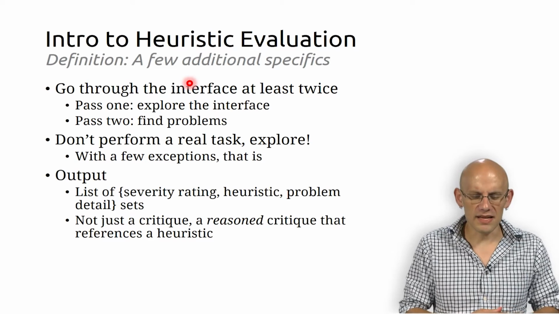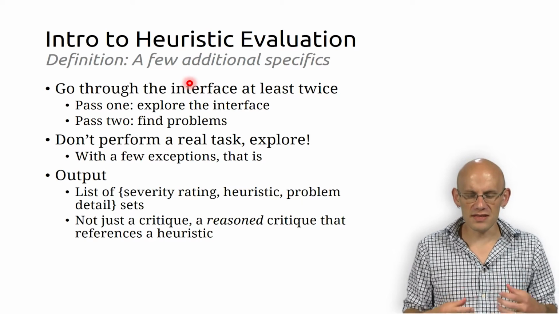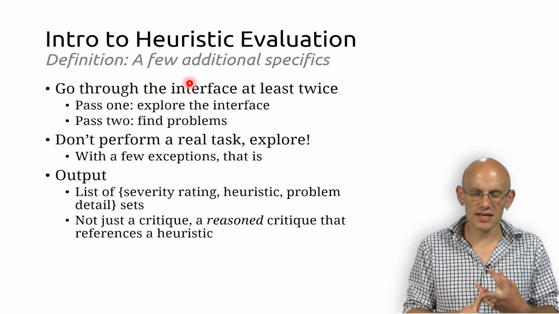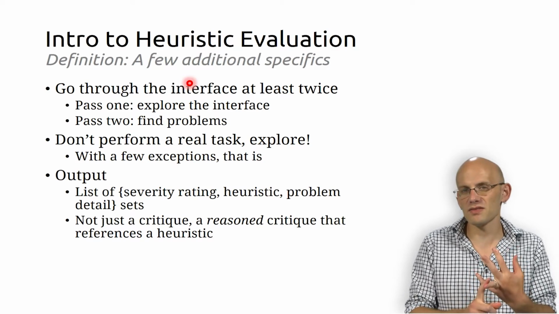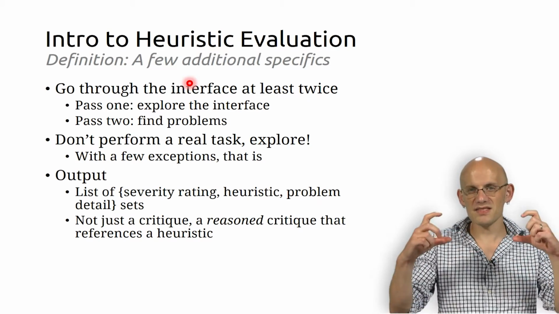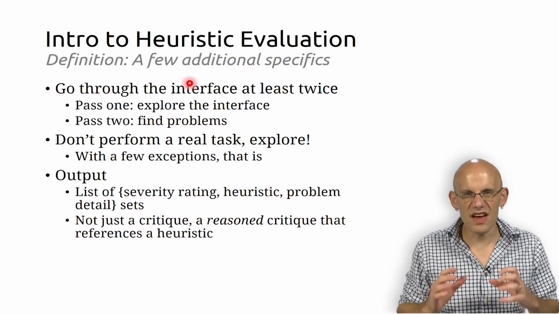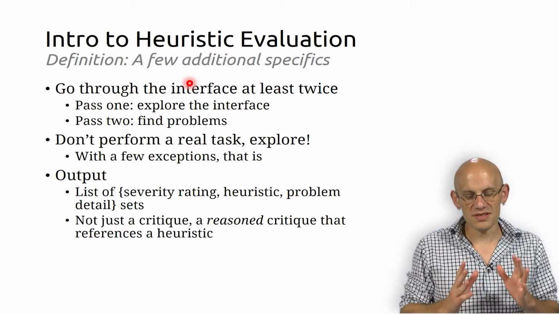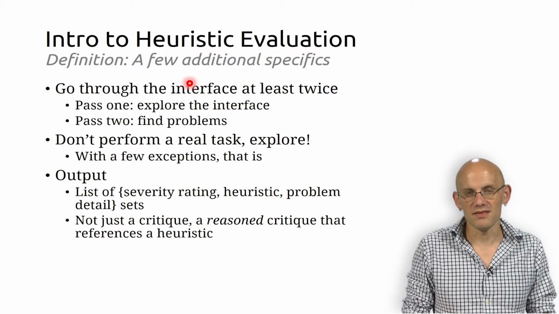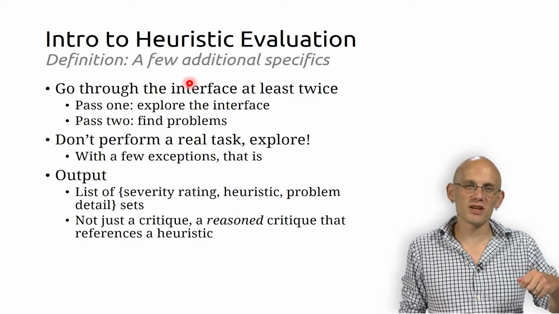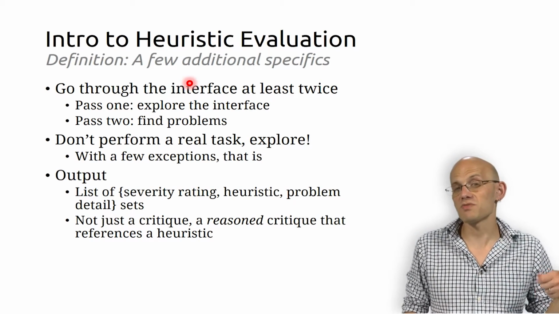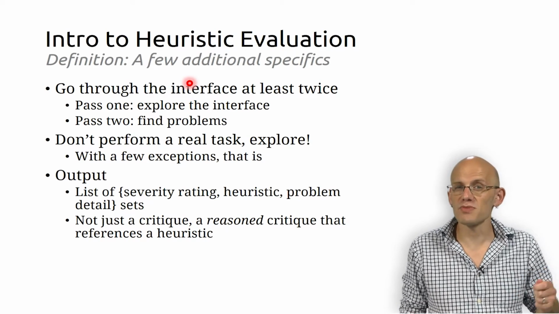It's not all that complicated. Basically, your output is just a list of severity ratings, heuristics, and details of the problem. These sets of these three items, just a huge list of them, right? And it's very critical that you don't skip the second step, right? That you have to cite which usability principle is violated, which heuristic is violated for each problem.